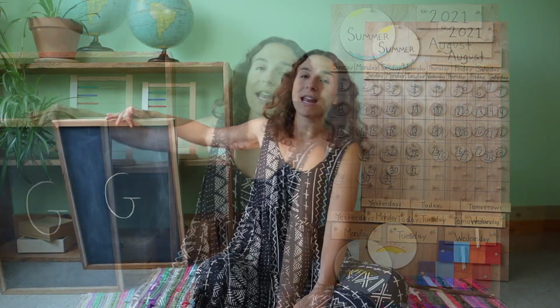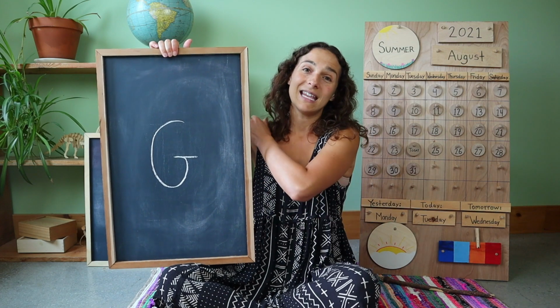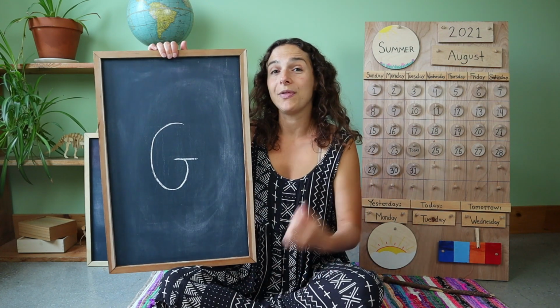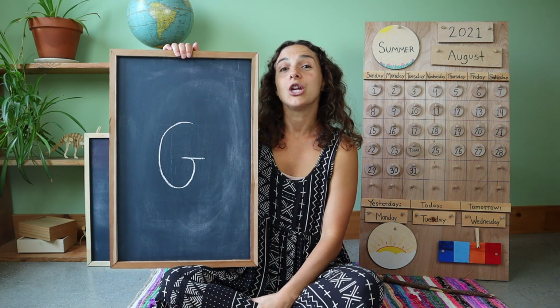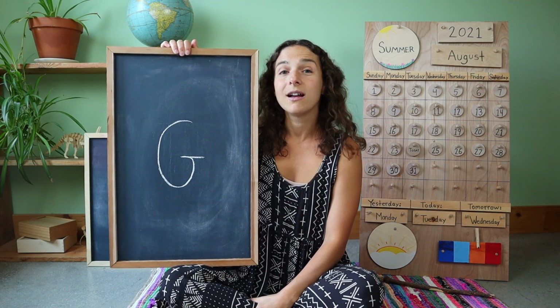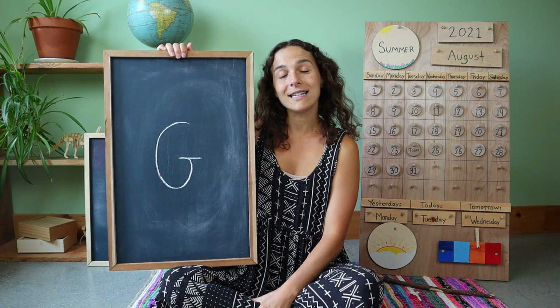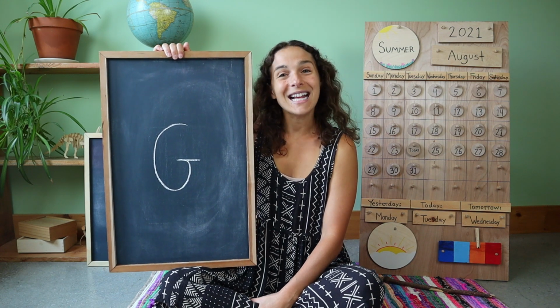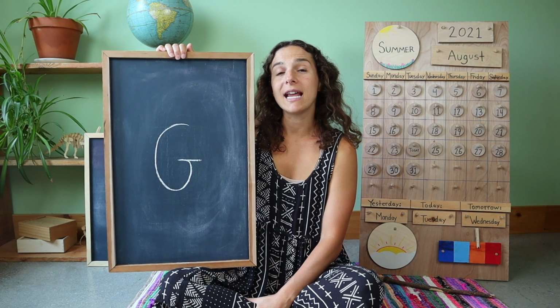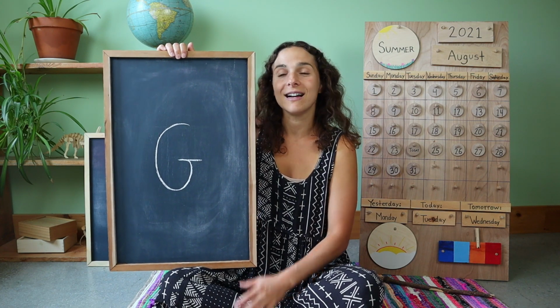Let's move on to the letter, the number, and the sign of the week. Yesterday, we talked about this uppercase letter. This capital letter usually says G, but sometimes it says J. What is this letter called? G. That's right. This is an uppercase G. G usually says G. G.